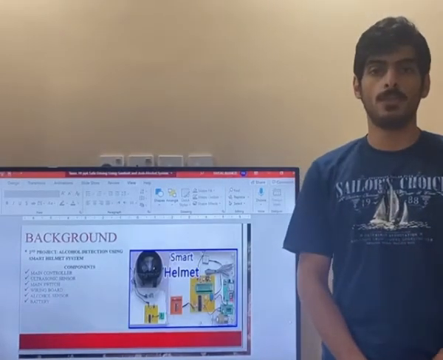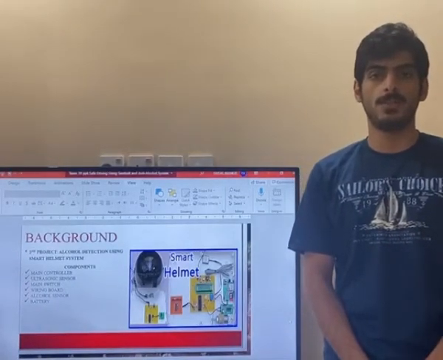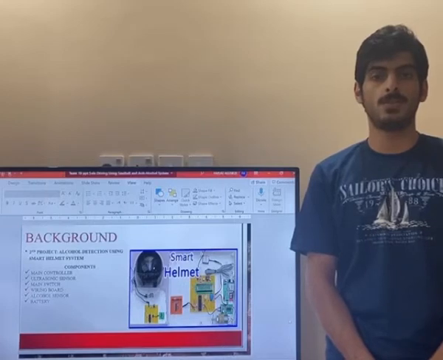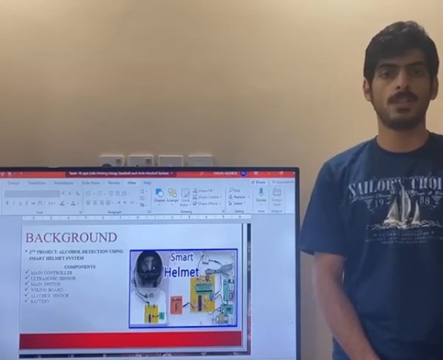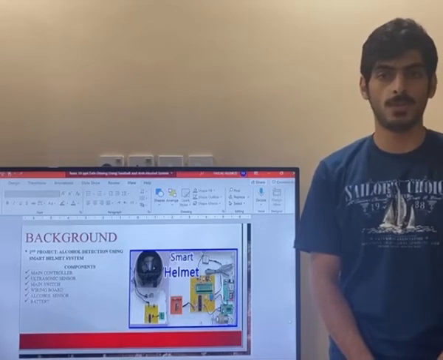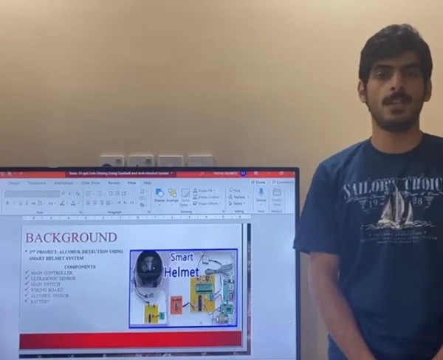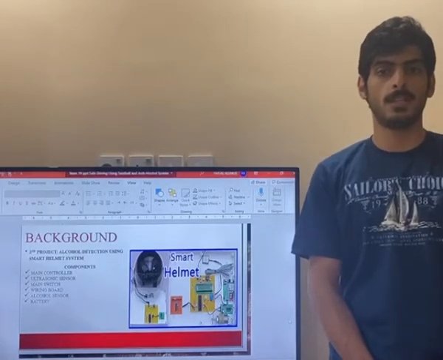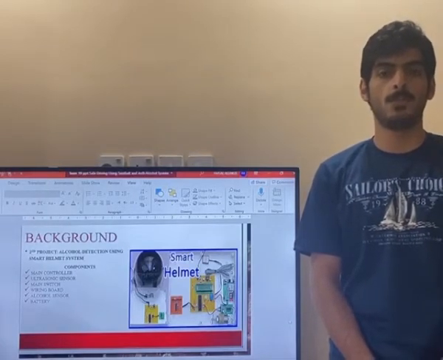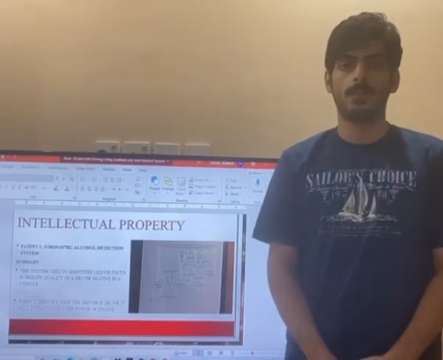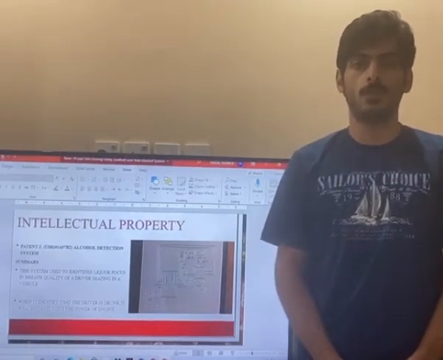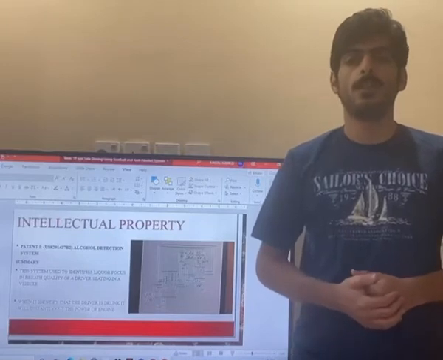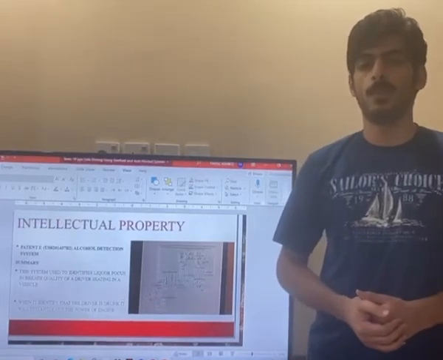The background of this project is that in most countries there are very strict rules related to helmets and other safety measures, but most of us invariably do not follow the rules. That is why they have designed an intelligent helmet system that will quickly detect whether the driver is wearing a helmet or not. In this slide we have mentioned some of the patents that were related to our project and topic, and the details about them are mentioned below.